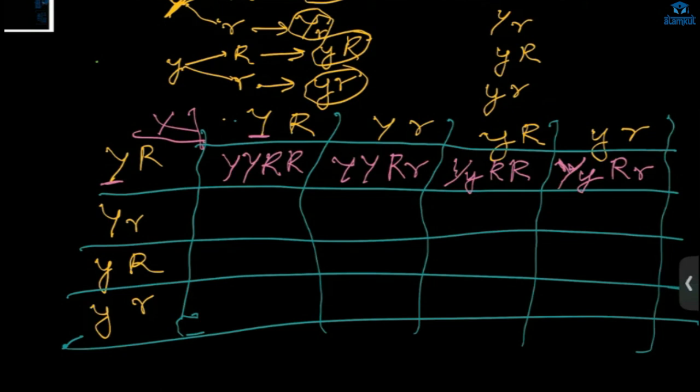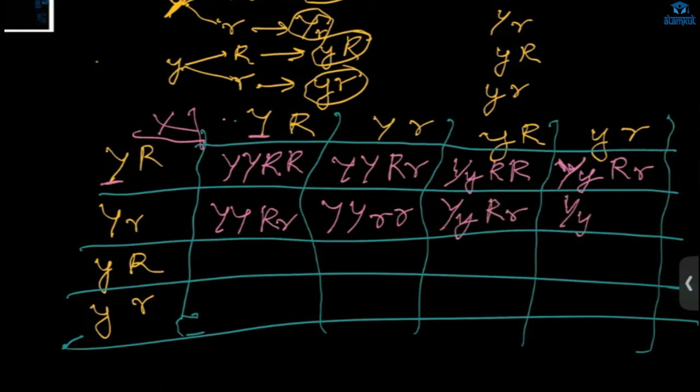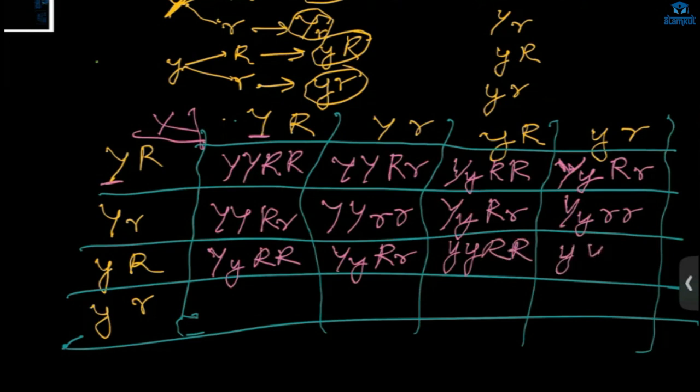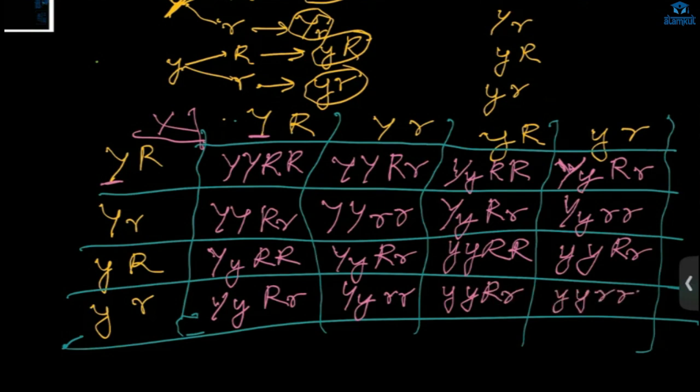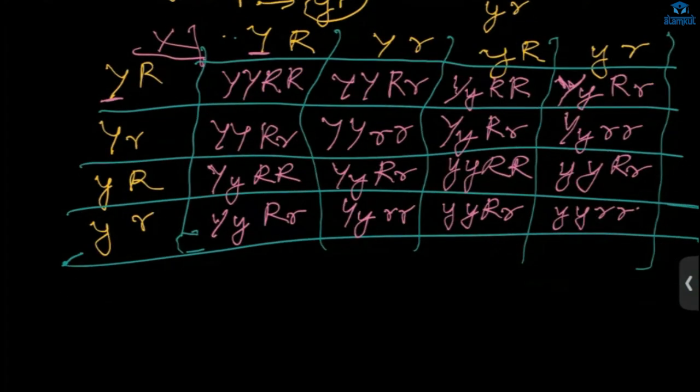Here it will be capital Y, capital R and small r. Then capital Y, small r, small y, capital R. Then small y, capital Y, small r. Small y, small r. So these types of individuals we are getting. So here, what is this one?